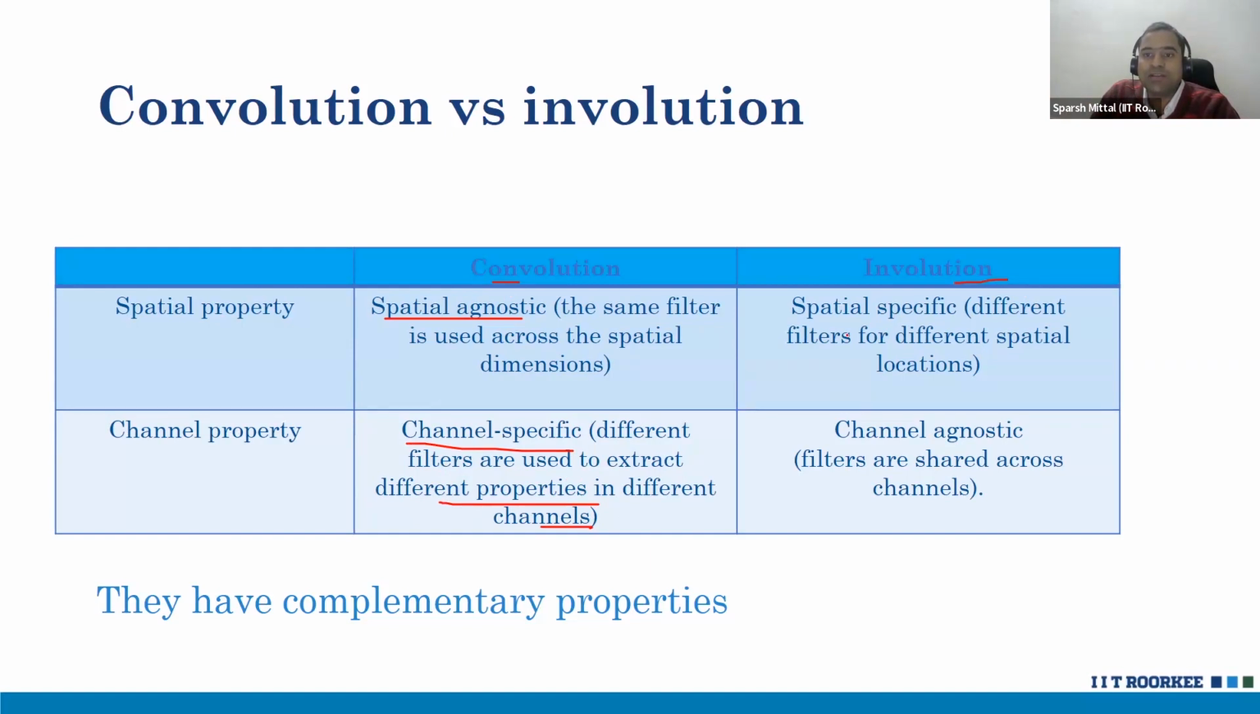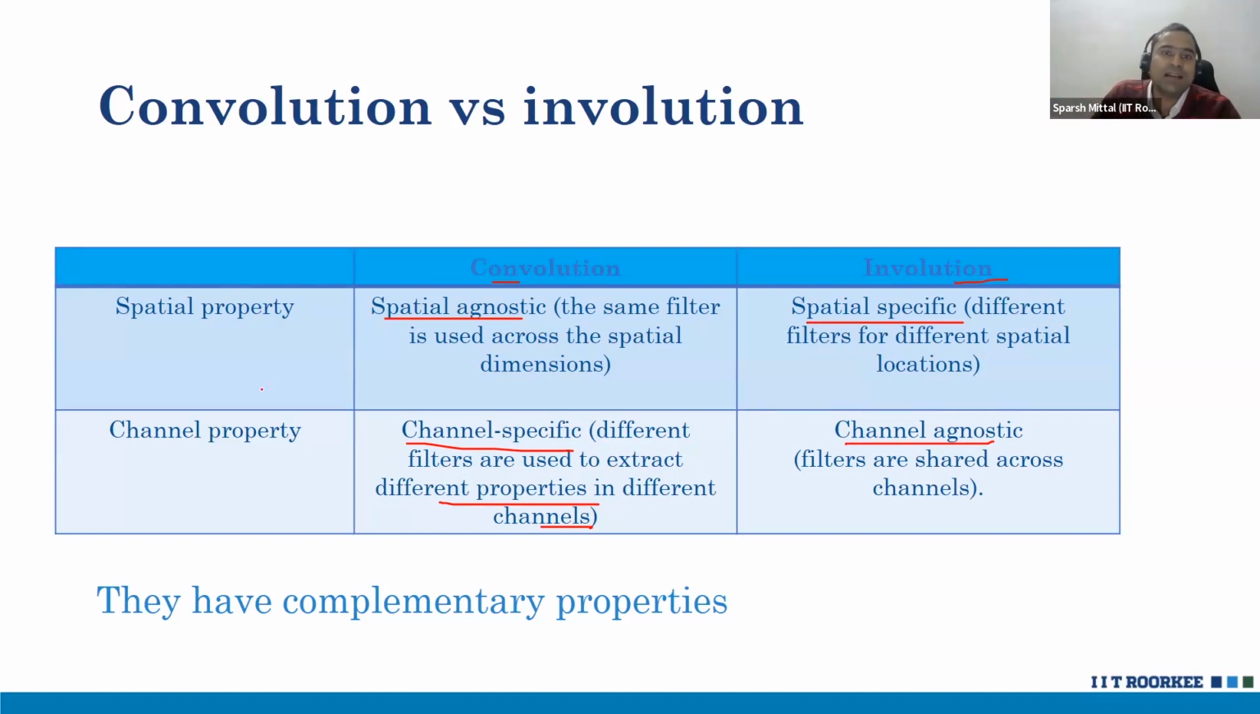Now coming to involution, involution is channel agnostic. That means the same filter is used across all the channels, whether it is red, green, or blue, but it is spatial specific. That means the filters used for different spatial locations are all different. They are not the same. Whereas in convolution, the same filter goes over the entire image, in involution, for every spatial location, we have a different filter.